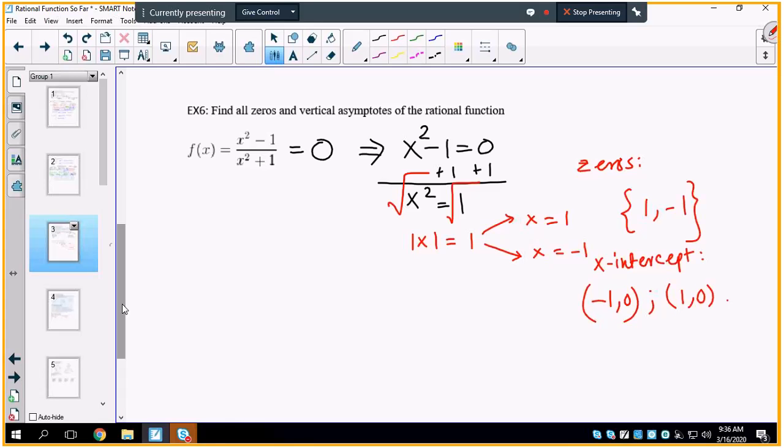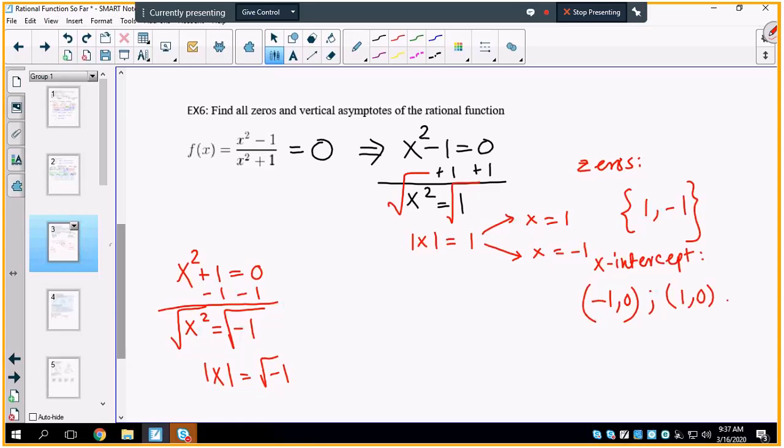Then I'm going to talk about vertical asymptote. Well, in order to talk about vertical asymptote, I'm going to set the denominator equal to 0 because I need to know the bad points as well. So I will subtract 1 from both sides. I will get x squared equal to negative 1. Take the square roots on both sides. I get absolute value of x equal to square root of negative 1.